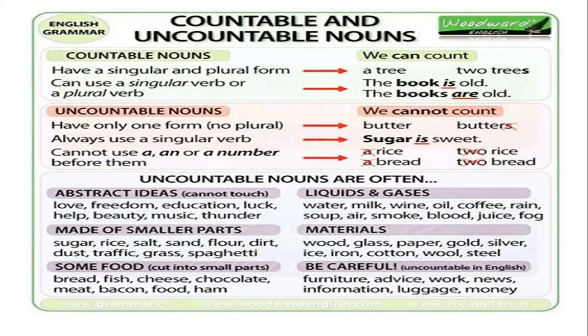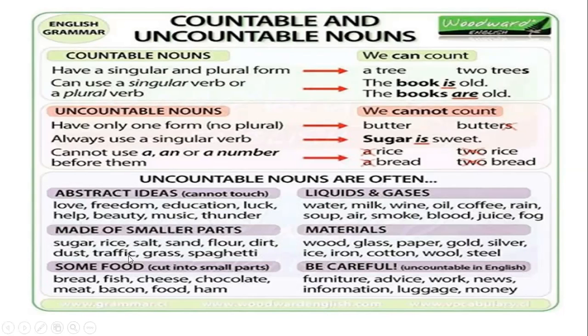Okay, uncountable nouns are often abstract ideas, things that we cannot touch. For example, love. You can feel love, but you cannot touch love. Freedom, libertad. You cannot touch freedom. You can feel freedom, imagine freedom, live freedom, but not touch it. Education, luck, suerte. Help, ayuda, beauty, belleza. Music. And thunder. Those are abstract ideas that become uncountable nouns.